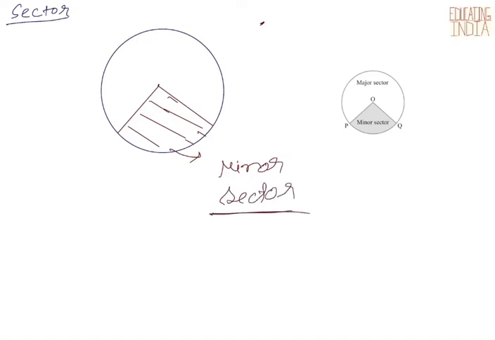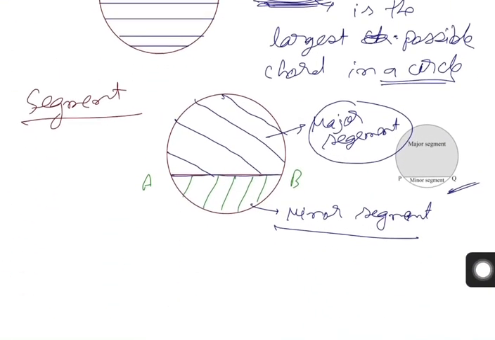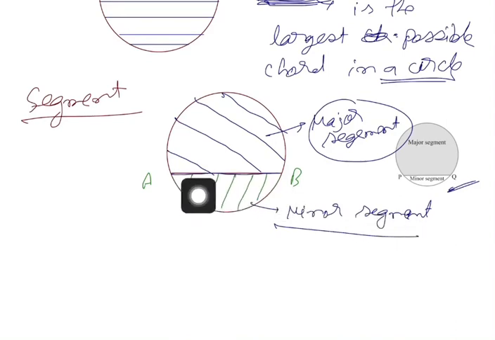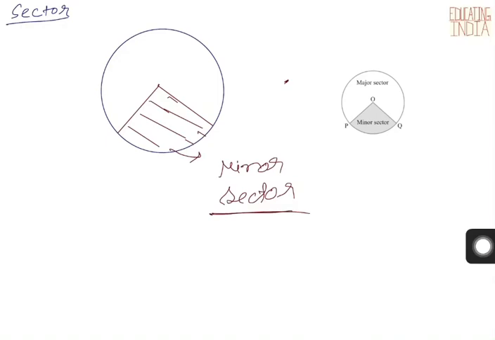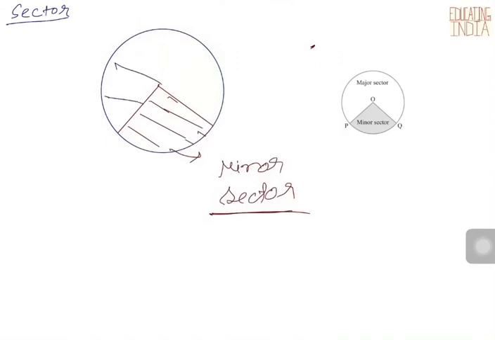When separated by a radius, it is a sector. When separated by a chord, it is a segment. Okay, when separated by a chord, it is a segment. When separated by a radius, it is a sector. So the smaller part is called the minor sector, and the bigger part is called the major sector.